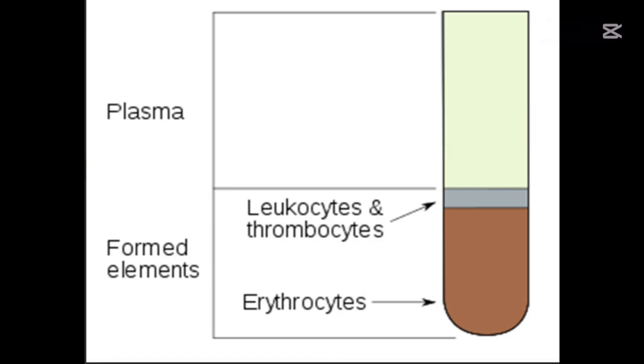While in the middle between the plasma component and the red blood cell component will be a medium part, we'll call the buffy coat. The buffy coat will be in the middle. The buffy coat contains the white blood cells and the platelets. So that middle is about 1.2%.